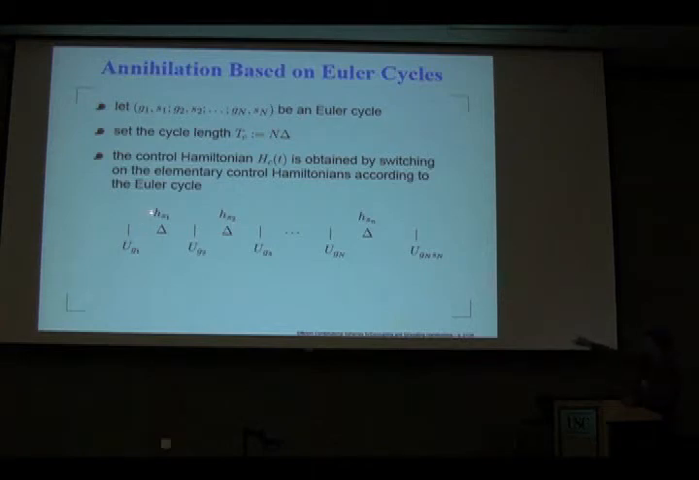Okay, let me remind you that our available control Hamiltonians are indexed by generators. Here we switch on this Hamiltonian corresponding to S1, and once it has been switched on for time delta, we implement the unitary US1. And we have this relation that group elements correspond to unitary matrices. So basically what we have to do is let the system evolve under this Hamiltonian HS1, then under HS2, and so on. And this comes from the Euler cycle.